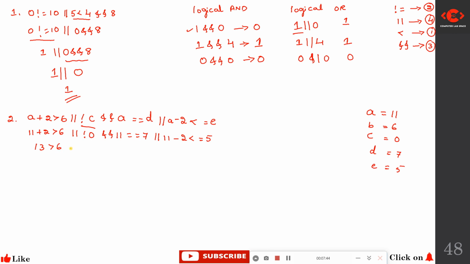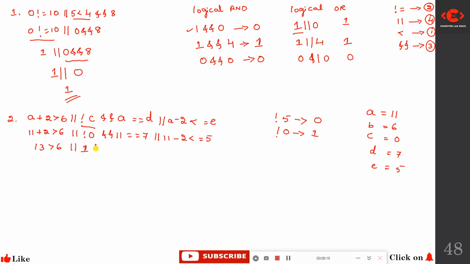So 13 greater than 6, or not 0. So not 0 is nothing but the complement of that. So not of 0 is 1. For example, if it is not of 5 or not of any non-zero value, then definitely the result will be 0, because not of any non-zero value results in 0, and not of 0 results in a non-zero value, that is, it can be 1. But when it comes to not 0, we need to take it as 1, since it is affecting the other values in the expression.